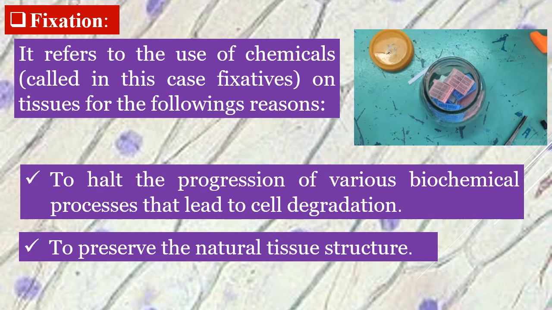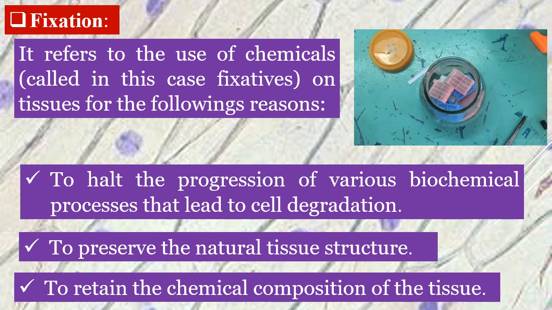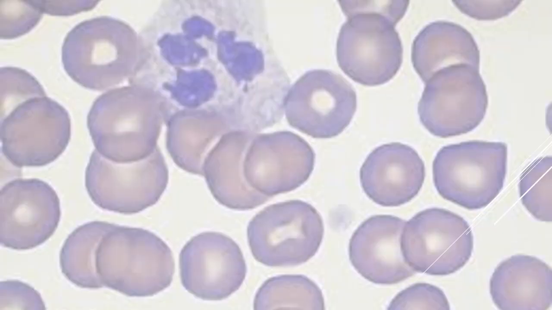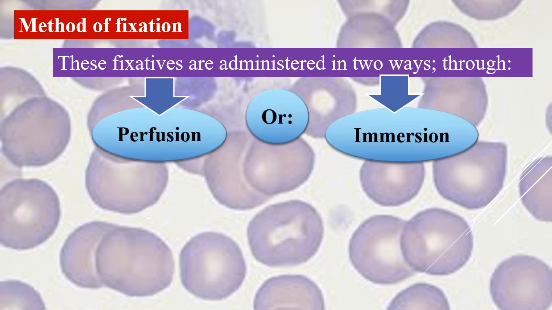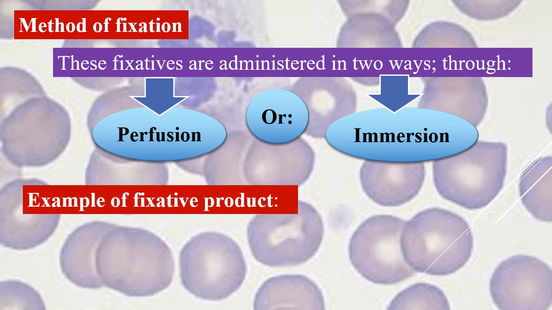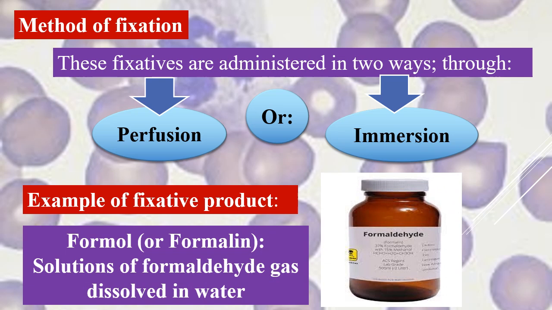It helps us also to preserve the natural tissue structure and to retain the chemical composition of the tissue. The fixatives are administered in two ways, either through perfusion or through immersion. We can take some examples of fixative products. The most famous is formol, or what we also call formalin, and it is a solution of formaldehyde gas dissolved in water.